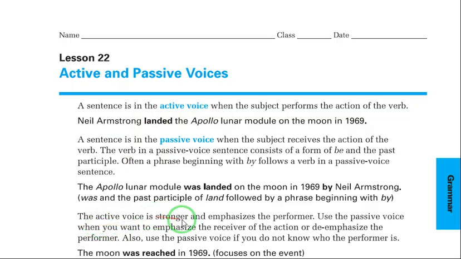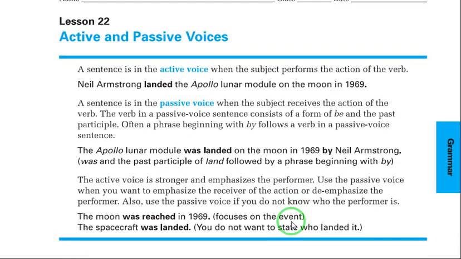The active voice is stronger and emphasizes the performer, the one who's doing the action. Use the passive voice when you want to emphasize the receiver of the action or de-emphasize the performer. Sometimes you either don't know who the performer is, which means the person doing the action, or you might know but you don't want to give emphasis or to show who the performer is. So then you use the passive voice.